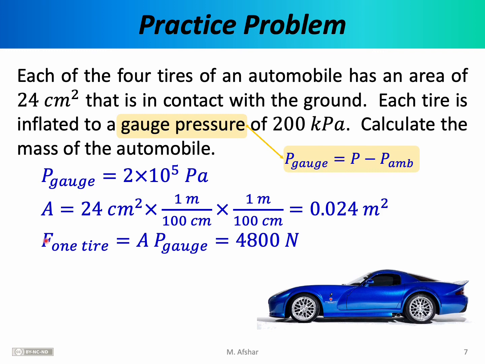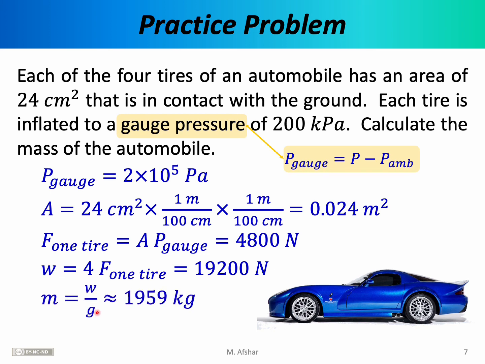We know pressure is force divided by area. So force is going to be area, which we have found here, times the gauge pressure, which is given here. We find that the force that one tire supports is 4,800 newtons. Of course, the car has 4 tires, so the weight of the car must be 4 times this number. We find that the car's weight is 19,200 newtons. The question asks for the mass of the car. We know that weight is equal to mg. Rearranging that formula, we find that the mass of the car should be 1,959 kilograms.